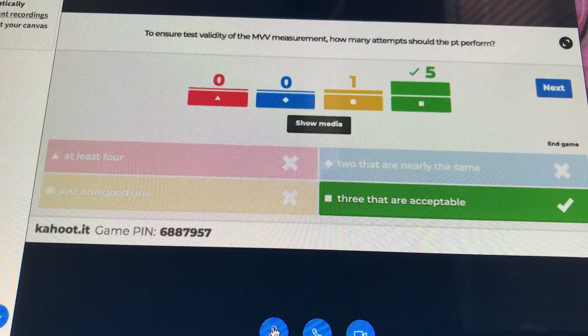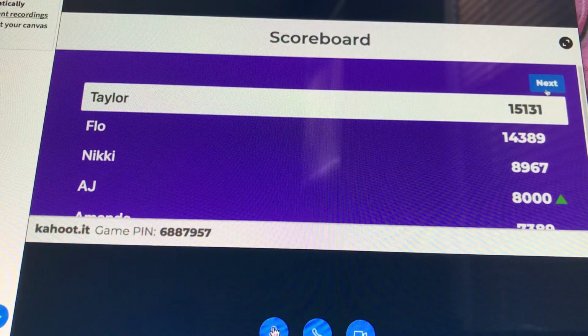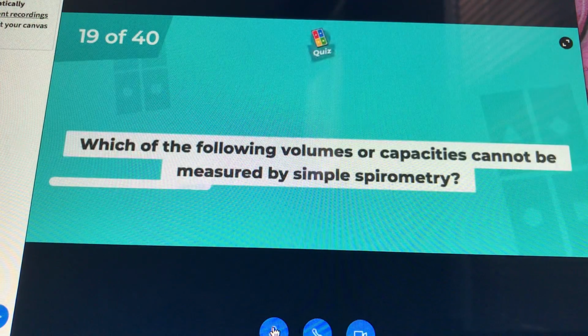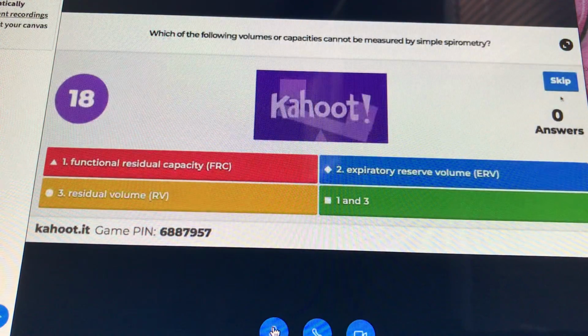And your patient needs to perform the MVV or any test really at least 3 times, and 3 times that are within your normal margin of error. So if you're doing minute ventilation, for example, you can't have one time they got 2 liters, one time they got 10 liters, one time they got 7 liters. They need to be 3 acceptable results to make sure that it wasn't just a fluke, that you're getting more of an average of what they're capable of. So any test, you need at least 3 attempts, 3 acceptable attempts. Which of the following volumes or capacities cannot be measured by simple spirometry?